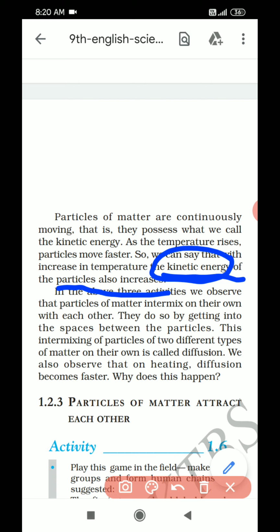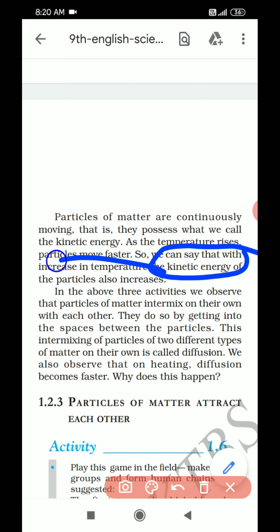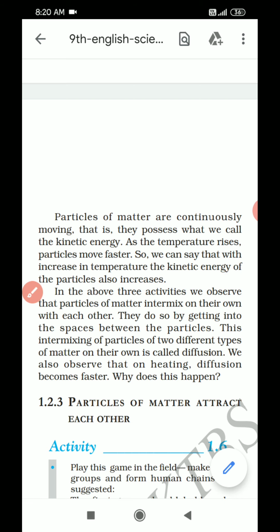Got it clear? Just to repeat, whenever the temperature increases, the kinetic energy of the particles also increases. The movement of the particles also increases rapidly. That is what this means. Remember, when temperature increases, the kinetic energy of the particles also increases.